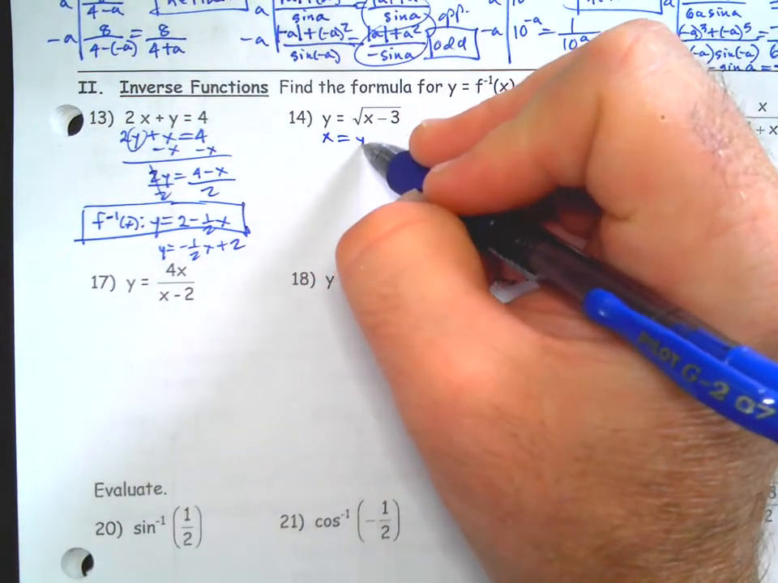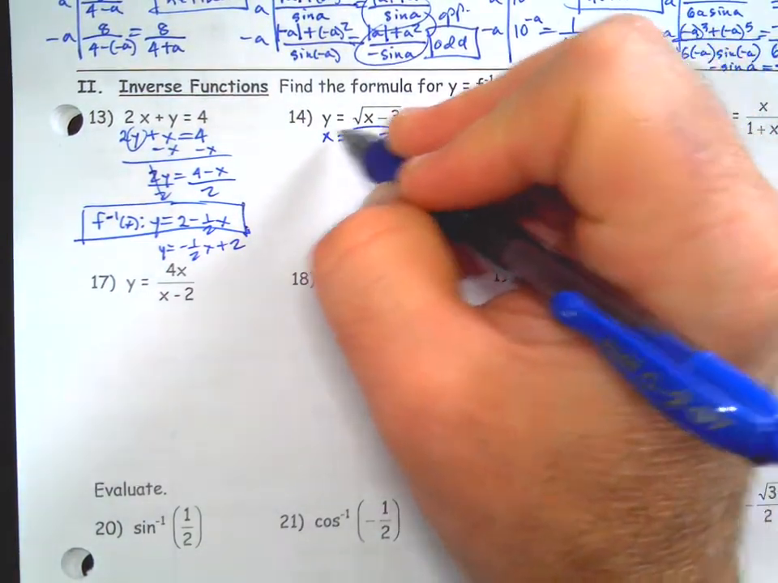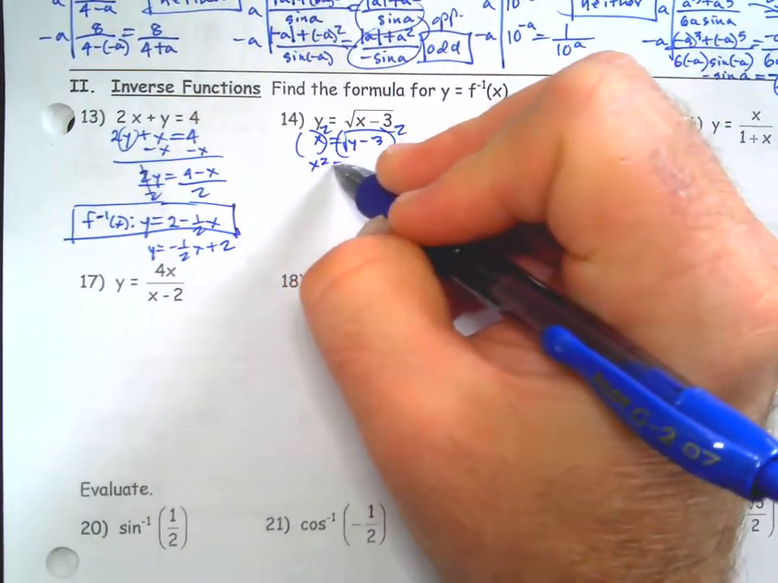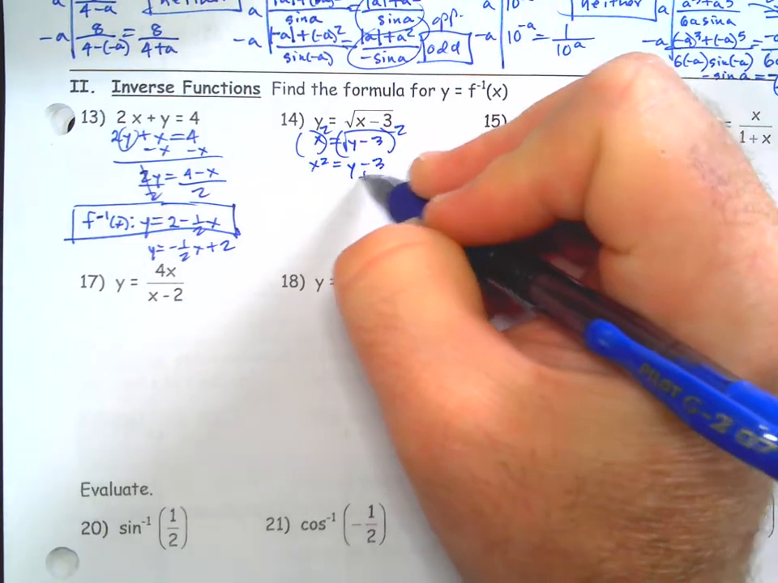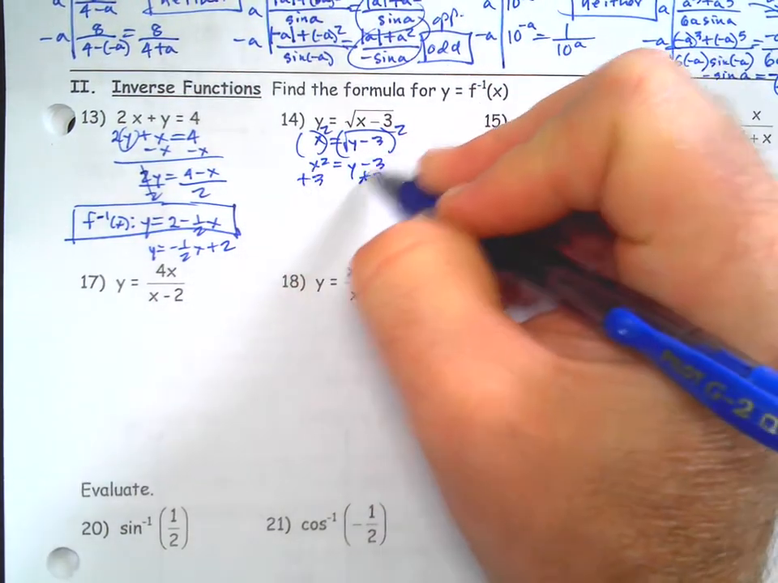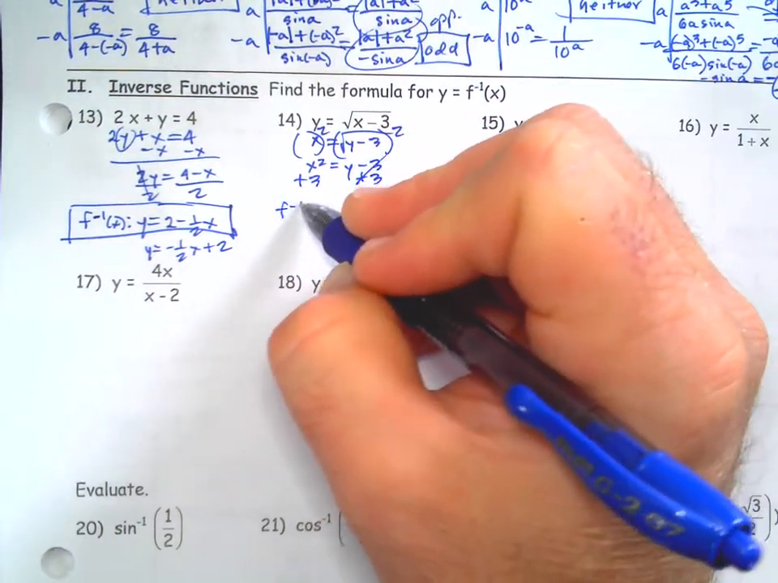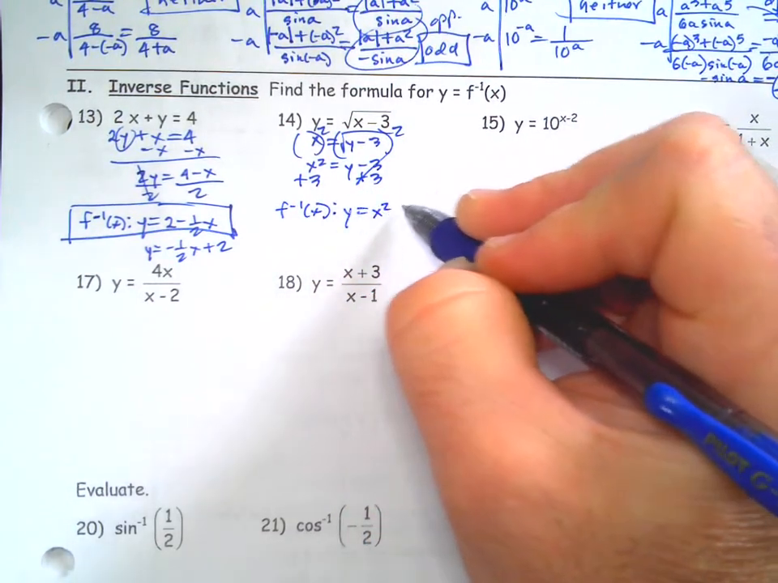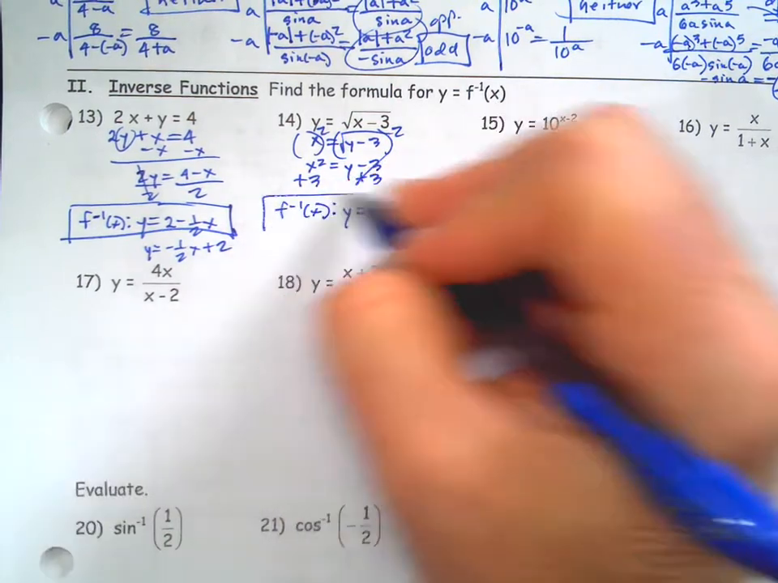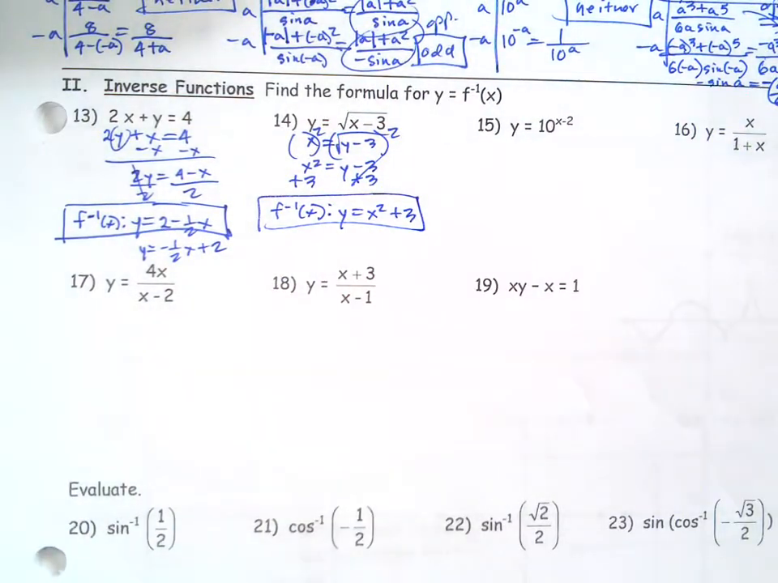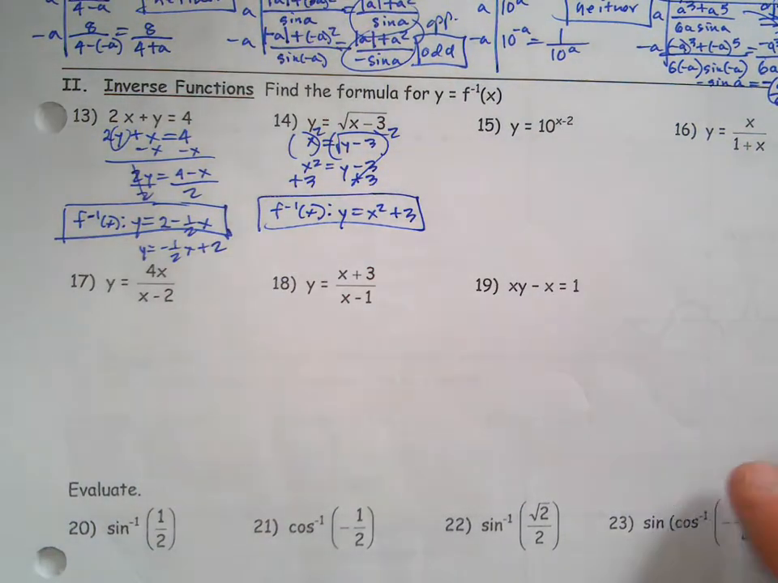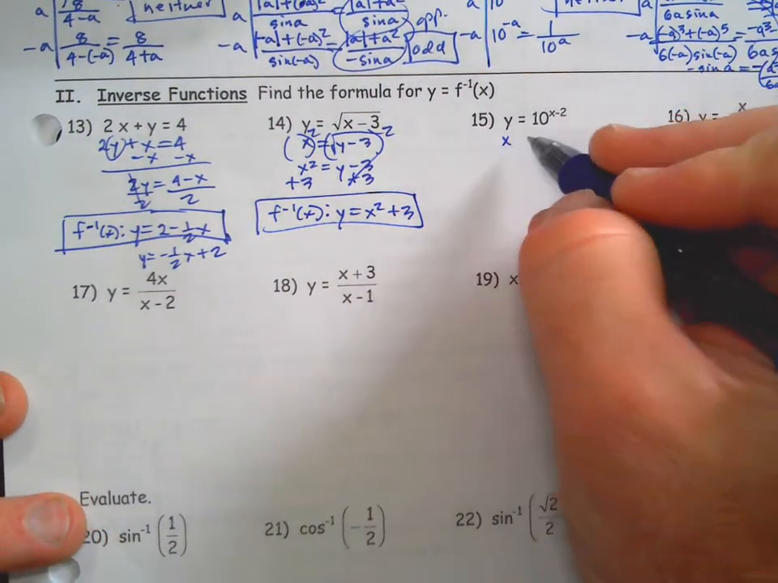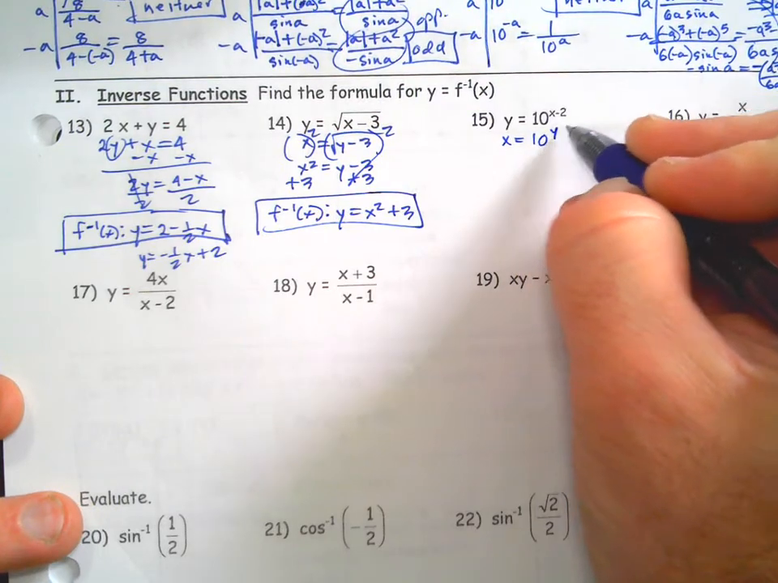Swap the x and the y. Solve for the y. Got to get rid of the square root by squaring both sides. Add 3. Add 3. So the inverse function is y equals x squared plus 3. So you're going to have a problem like this in your next test. Hopefully it's pretty straightforward. It's a skill that you should have learned before.